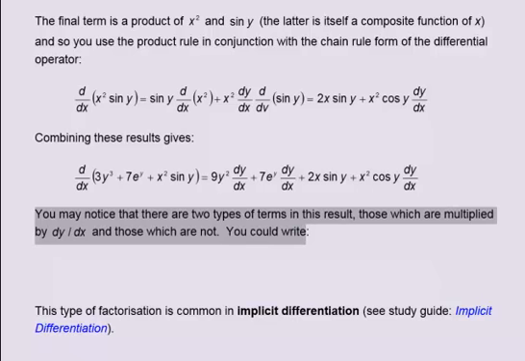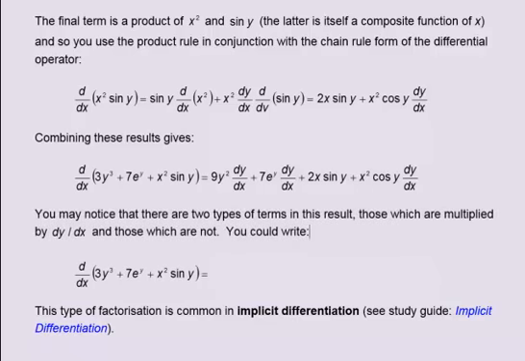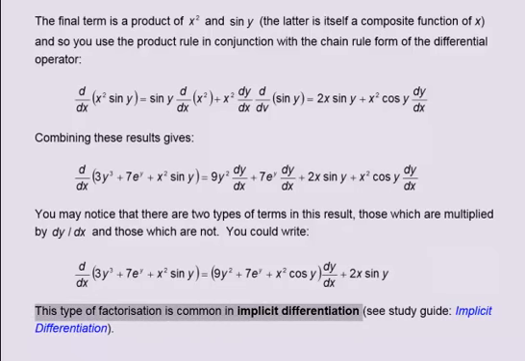You could write d by dx of 3y cubed plus 7e to the y plus x squared sine y equals 9y squared plus 7e to the y plus x squared cos y, all multiplied by dy by dx, plus 2x sine y. This type of factorisation is common in implicit differentiation. See study guide, Implicit Differentiation.